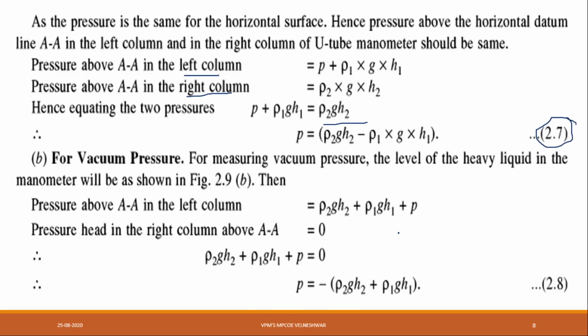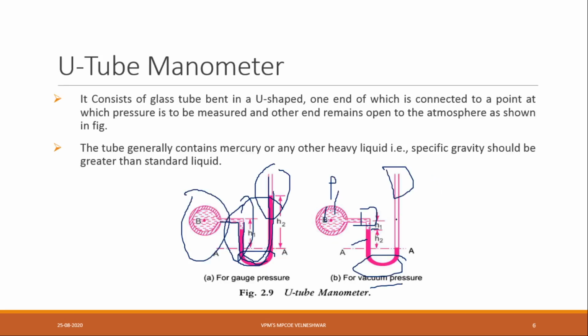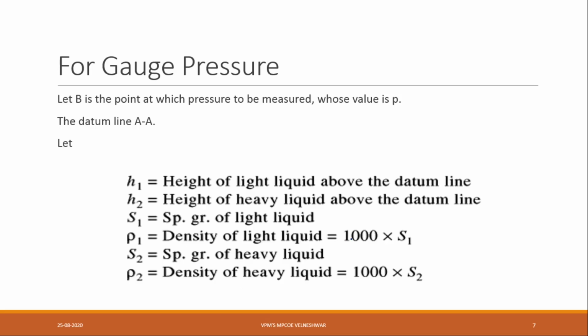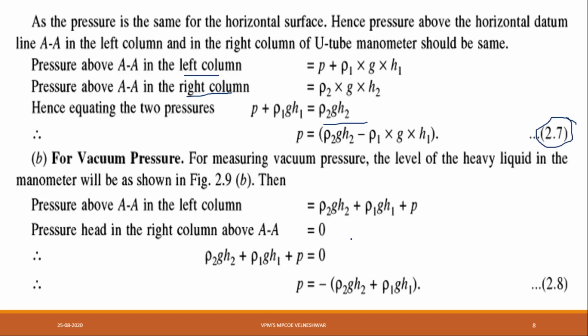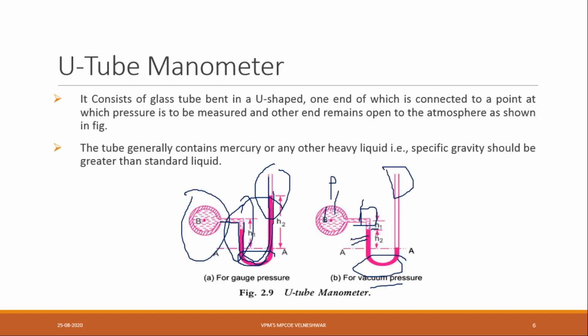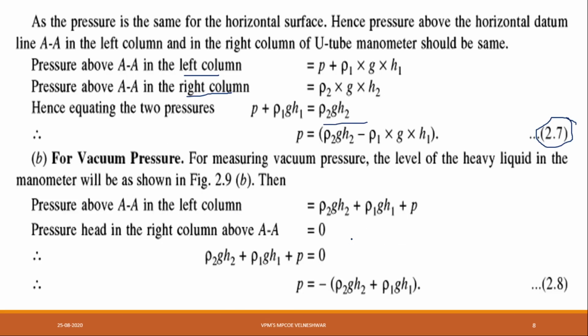See here whether it is the same or not. The pressure above AA in the left column: what is there? P plus rho 1 g h1 minus rho 2 g h2. Okay, that is the value here. And the pressure head in the right column: is there any liquid here? No liquid is there, so we will take it as 0.